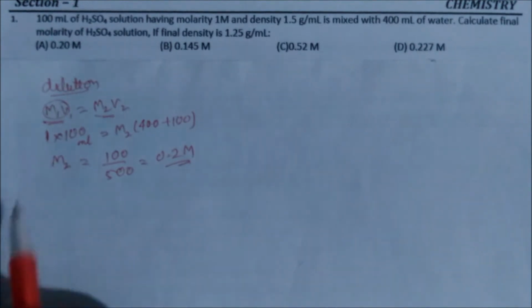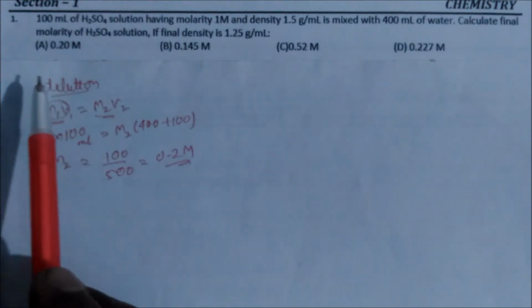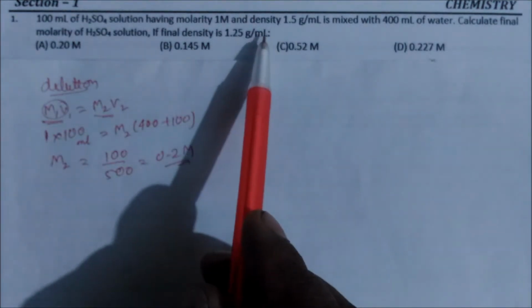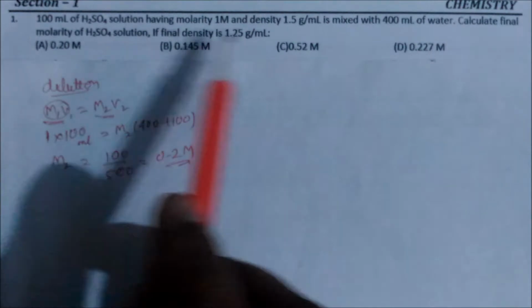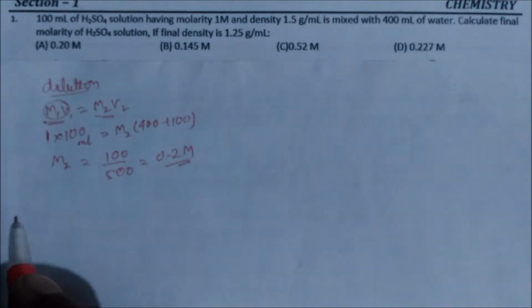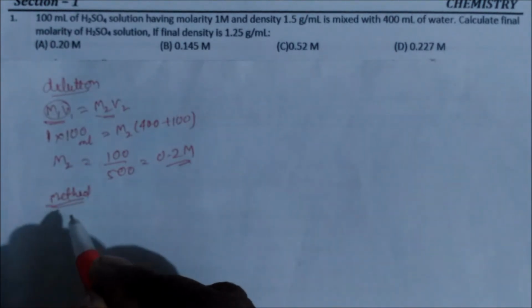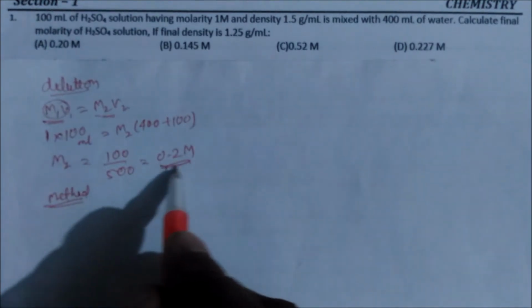But the answer of 0.2 molarity is not the correct answer. Why? Because whenever density is given, we should not add the volumes. These two volumes cannot be added. So we'll use another technique to solve this question, since this one is not feasible.